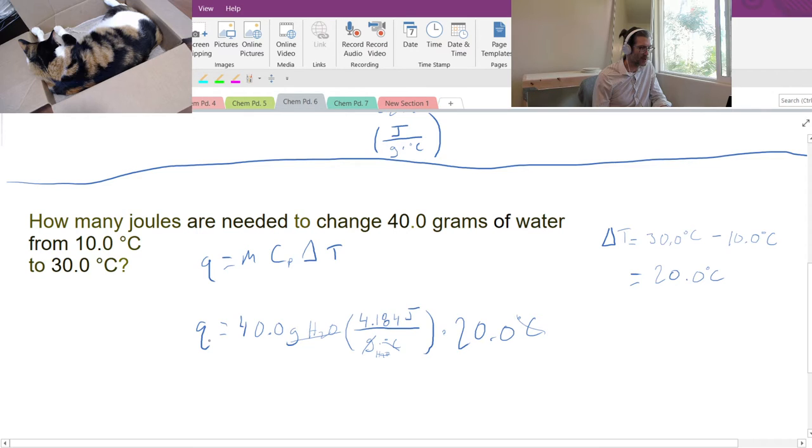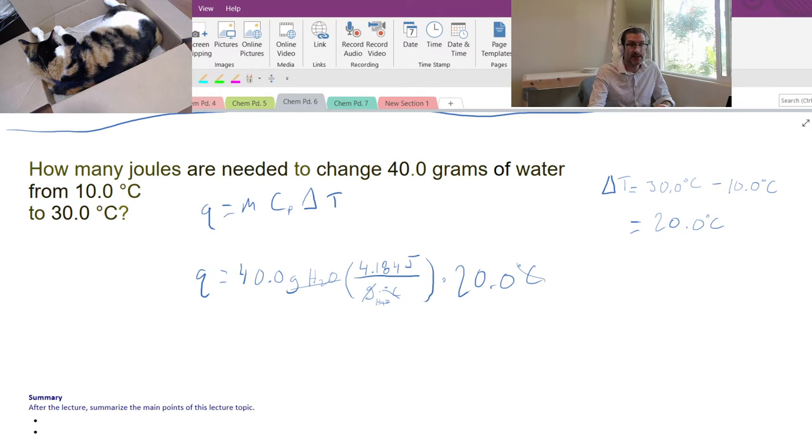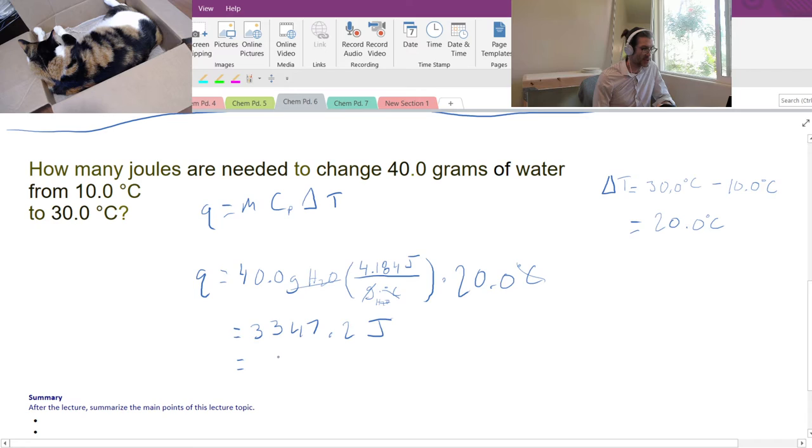And what we end up with, 40 times 4.184 times 20 is 3347.2 joules. Now that's not in scientific notation, so I can do one of two things. I want to make it scientific notation. I also want to resolve our significant digits. We have three significant digits this whole time, so we'll round it to the third place.